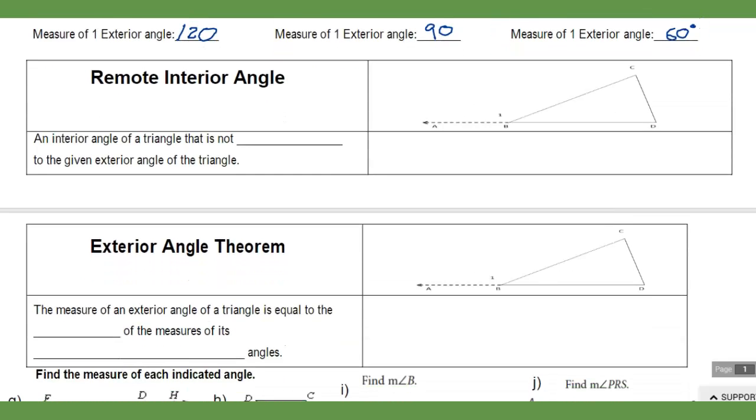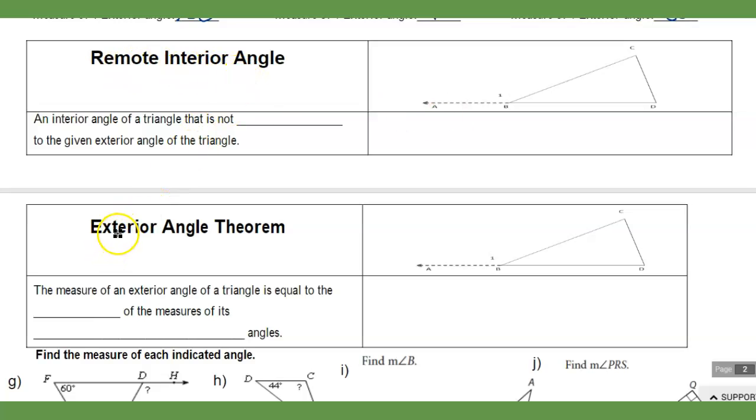All right, so we have a few theorems. We have the remote interior angle theorem and the exterior angle theorem. And it's going to just help us calculate a few things. All right, so the interior angle of a triangle that is not adjacent to the given exterior angle. Okay, so we're talking about right here, which is the exterior. Right, these are called the remote interior angles. Okay, right here and right here.